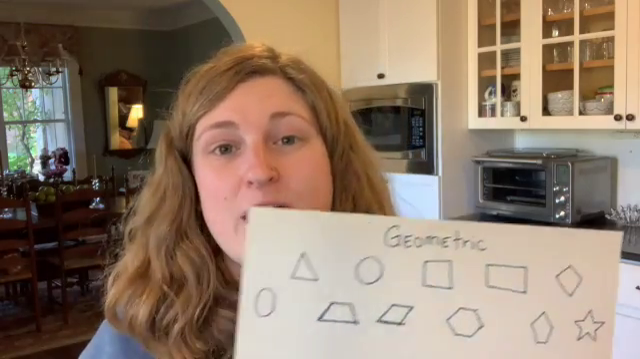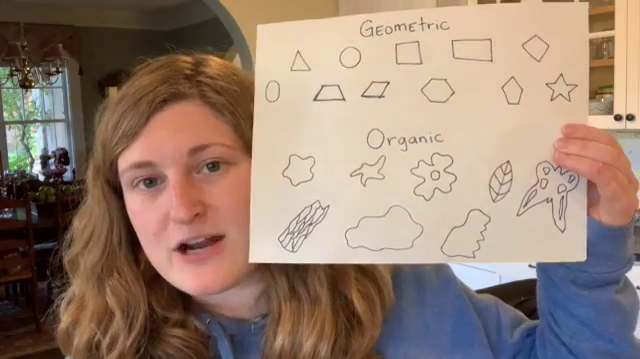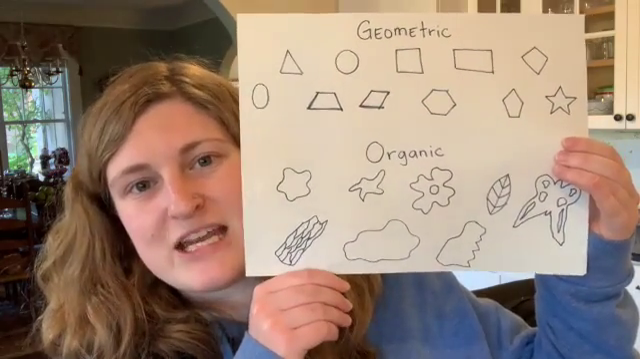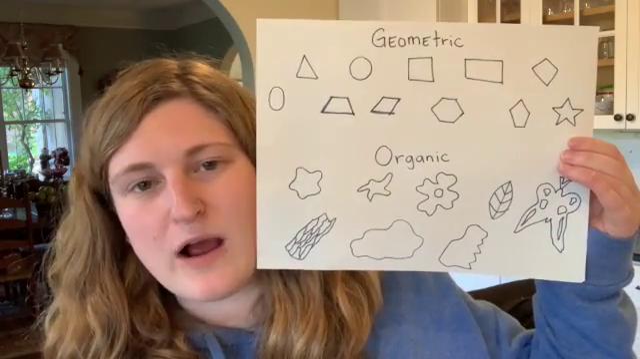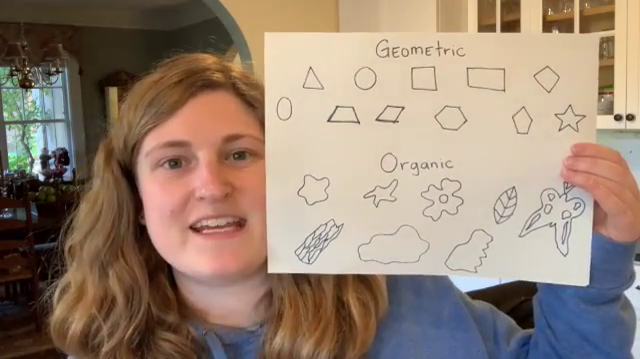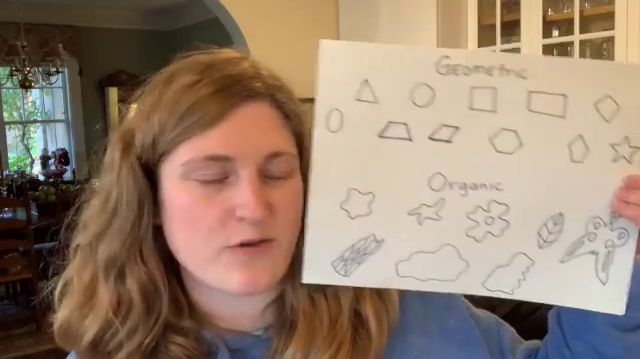And then we also cut out one organic shape, and our organic shapes are found in nature. So flowers, leaves, clouds, butterflies, rocks, all that kind of stuff is organic. Organic shapes are free form. They're made or found in nature.